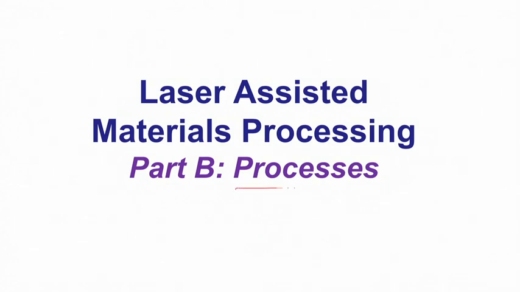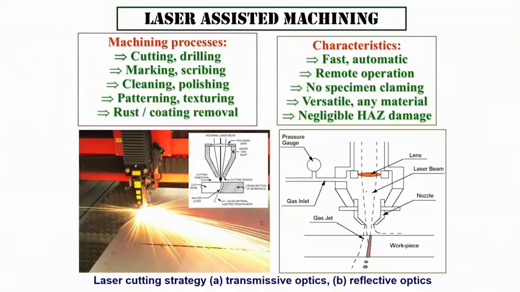Now, having understood these fundamentals of laser material processing, we would now like to concentrate on the various types of processes that we can do using laser. So in this part B, the first and foremost is material removal.